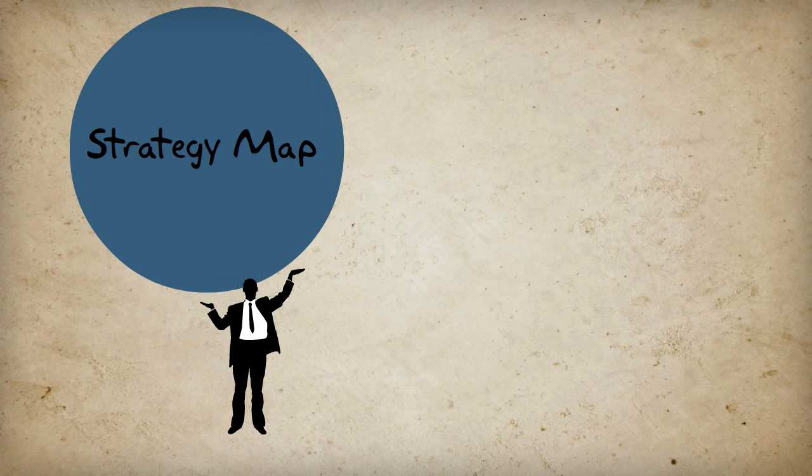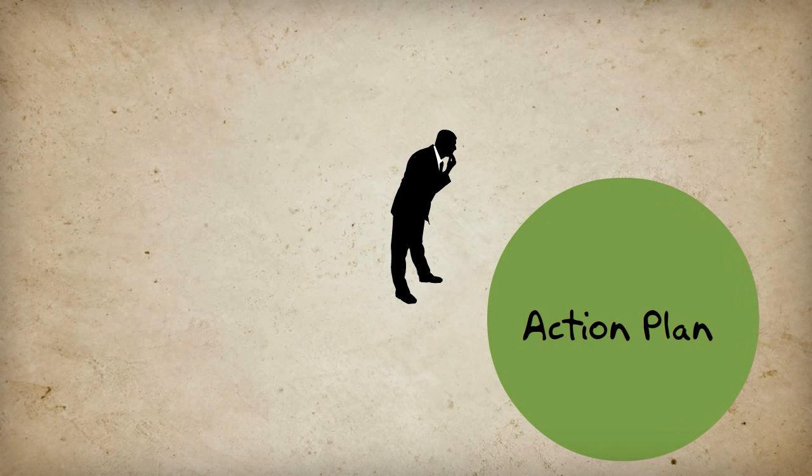A strategy map is the company strategy stated in simple terms in an easy-to-understand form based on the full balanced scorecard perspectives. A tactical action plan breaks down the objectives into initiatives and projects.